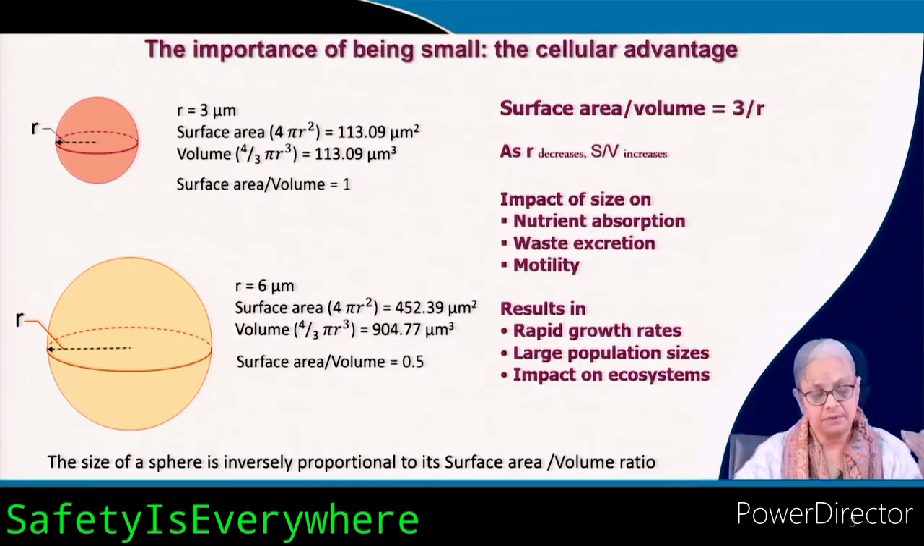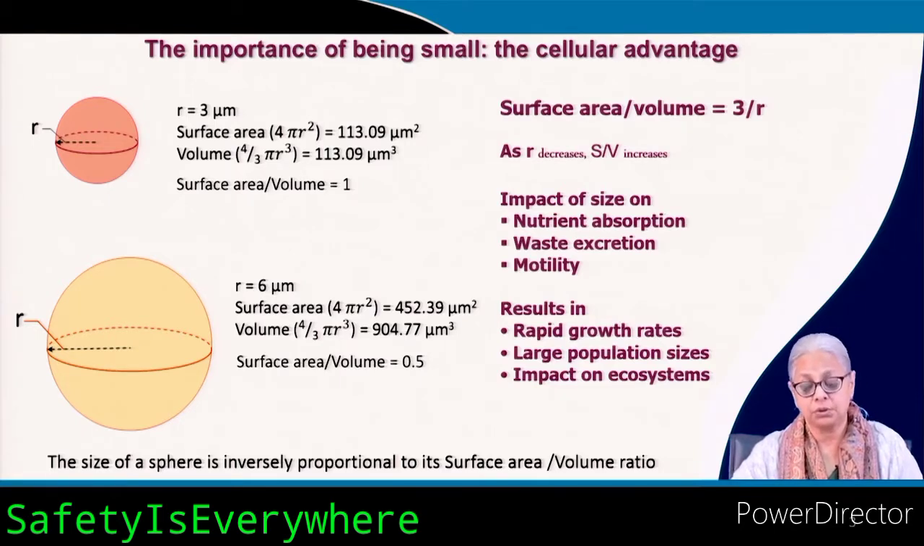So as the radius goes down, the surface area by volume ratio, which is also called specific surface area in engineering, will increase. So as R decreases, S by V, or the specific surface area, increases, and that is why the smaller the size of the cell, the greater the advantage in absorbing nutrients, and that's what the bacterial or cellular advantage is all about. So this is the impact of size on nutrient absorption, waste excretion, and motility.